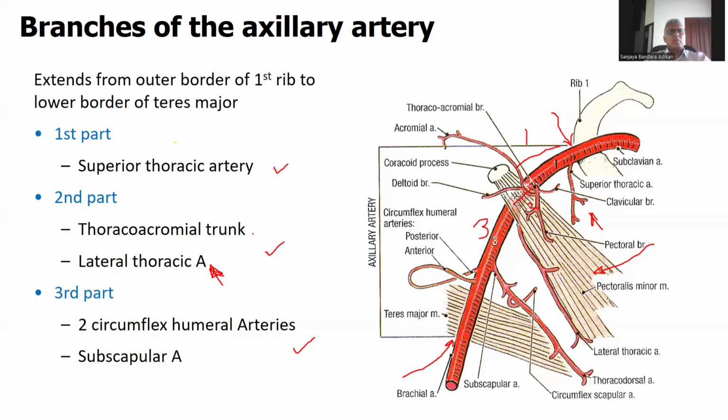Then thoracoacromial trunk. It's a trunk. So it has several branches. It has deltoid. It has scapula and pectoral. I think there are four types of branches.